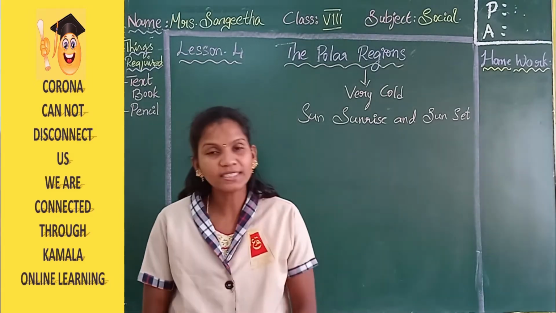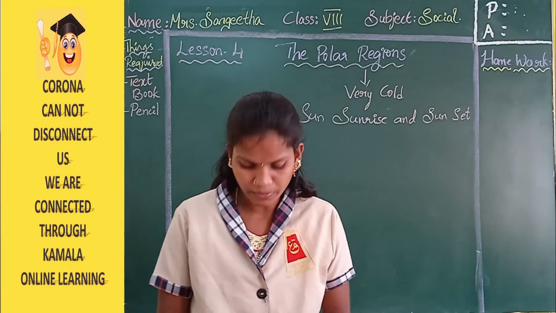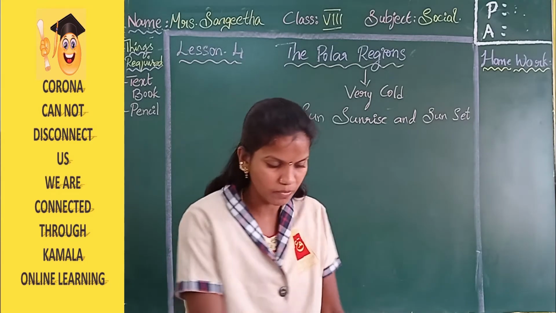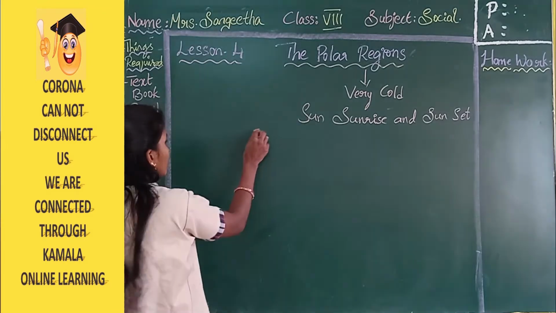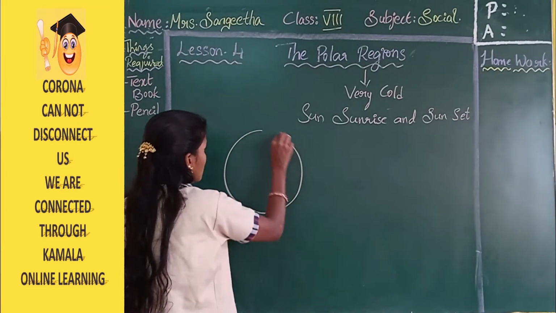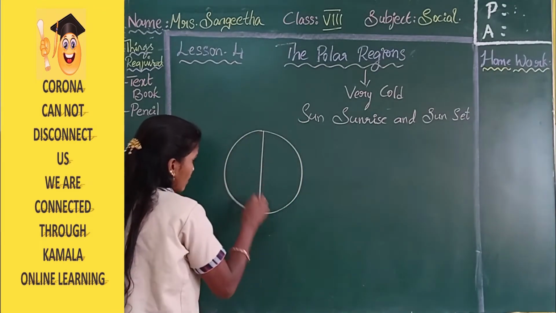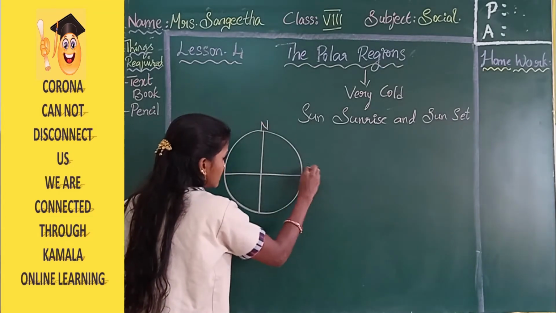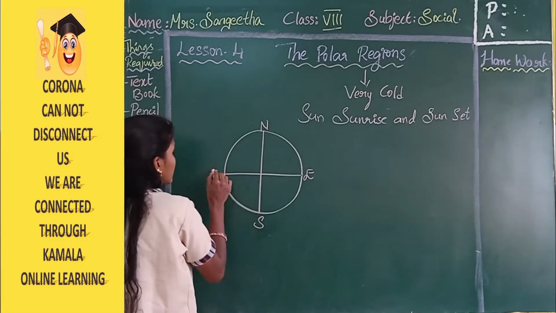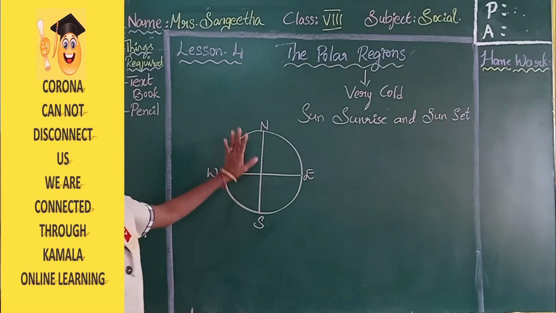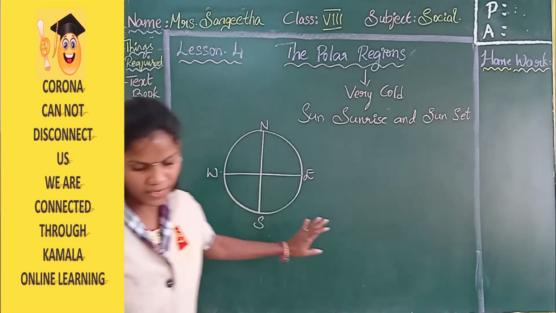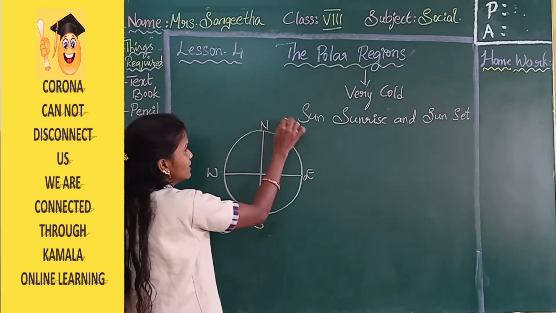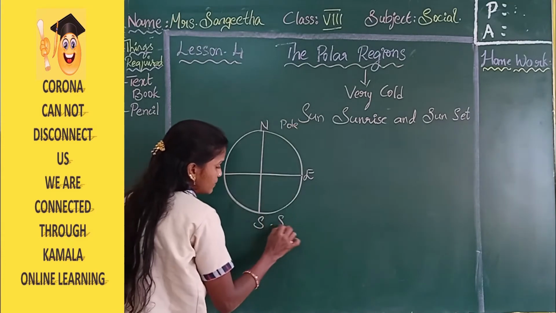Next, where is the polar region? Let us see where is the polar region. You have seen the north pole and the south pole on the globe. Yes or no? Think this is a globe. Yes, this is north, east, south and west. These are the 4 directions, and mainly it has taken the north pole and south pole.